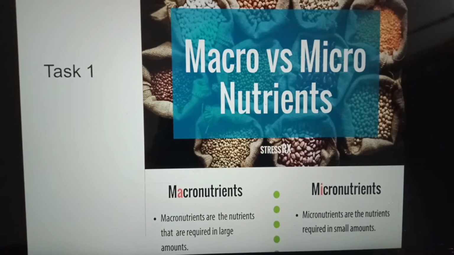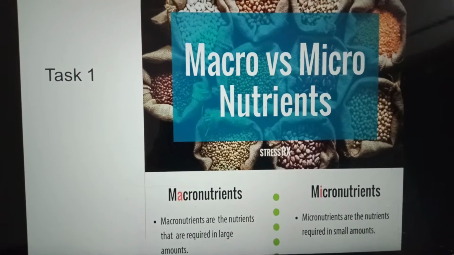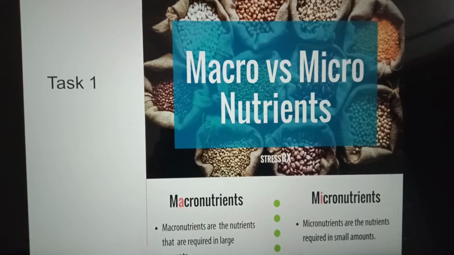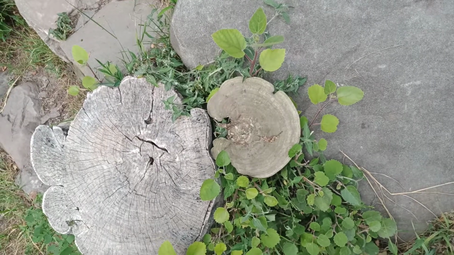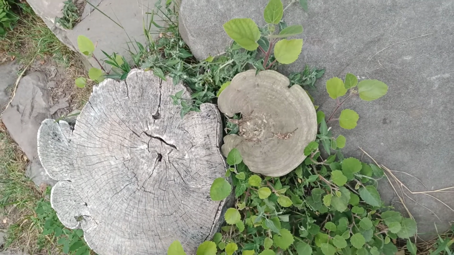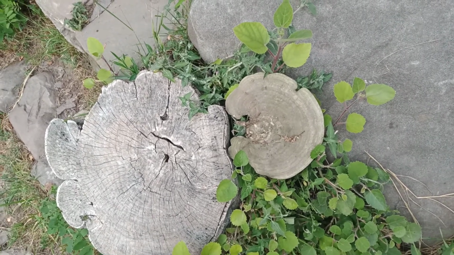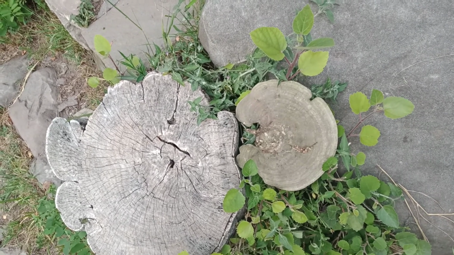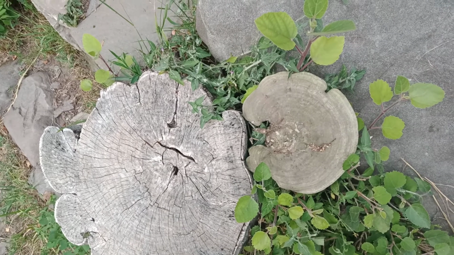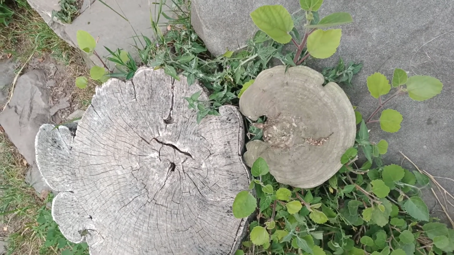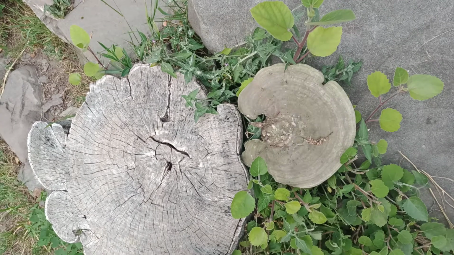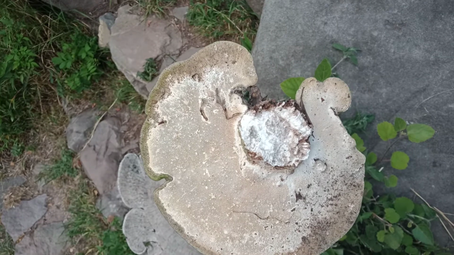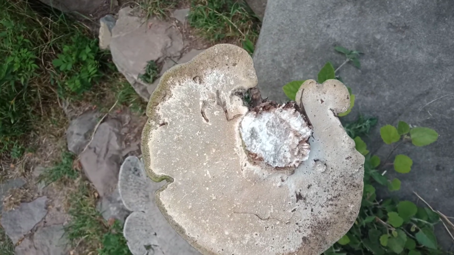Macronutrients are the nutrients that are required in large amounts, and micronutrients are the nutrients which are required in small amounts. And now I am showing you a bracket fungi that is growing on the bark of this fig tree. It is an absorptive heterotroph and it is secreting digestive enzymes and taking nutrition from the bark of this tree. Just have a close look at this bracket fungi.